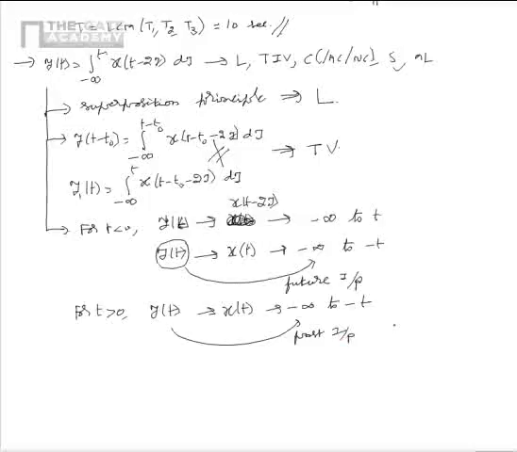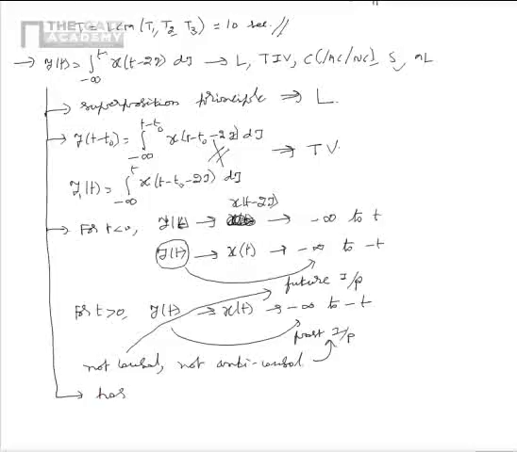From this, we see that the system is not causal, the system is not anti-causal, and hence non-causal. The system is not causal because it depends on future input. The system is not anti-causal as it depends on past input. Hence the system is non-causal. We also see that as the system is non-causal, it has memory, so it is not a memoryless system.